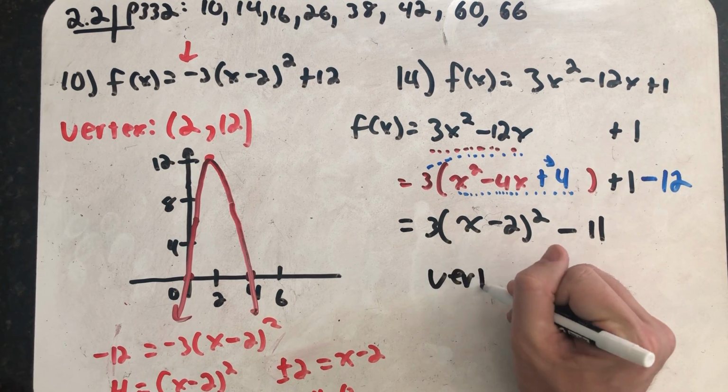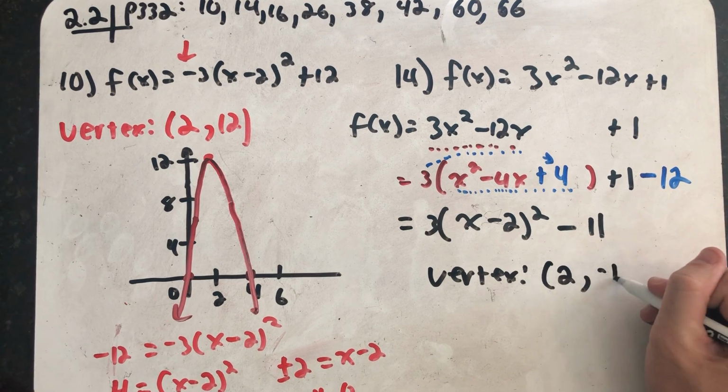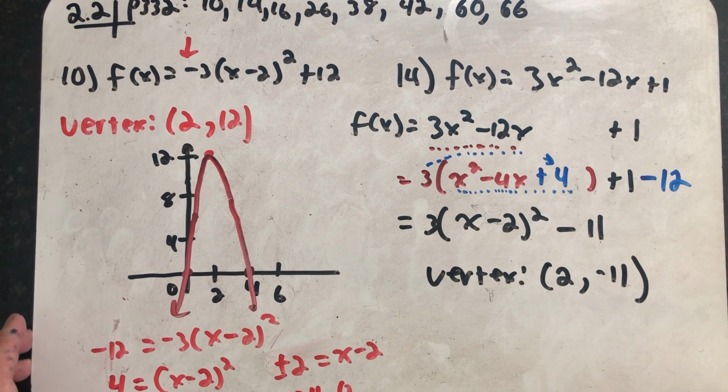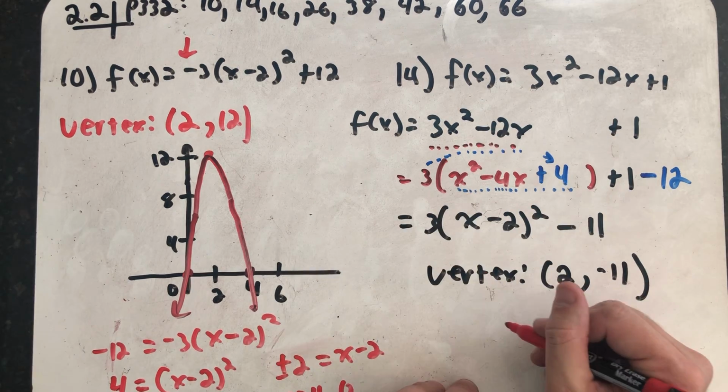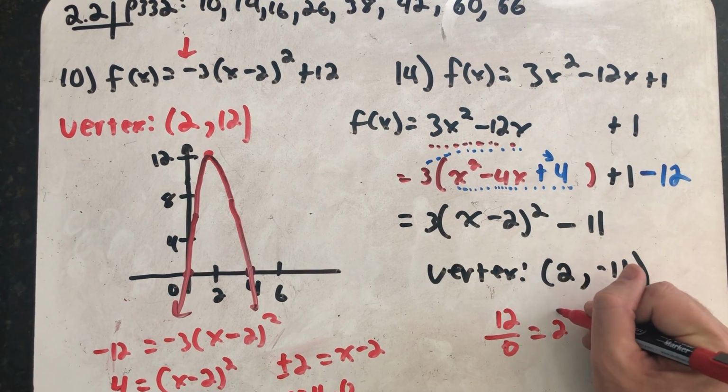Letting me write down the vertex as 2 comma minus 11. Well, that's all I was asked to do. I was asked to find the vertex. Now, when you pause the video and you use the vertex formula, I'm hoping what you said was, well, the opposite of b is 12, all over 2a is 6, and you get an x coordinate of 2.